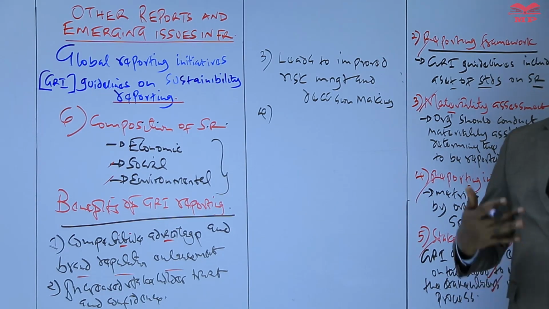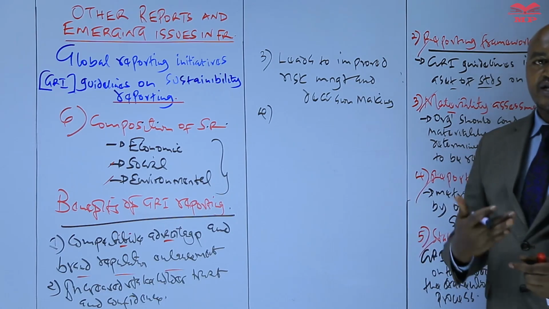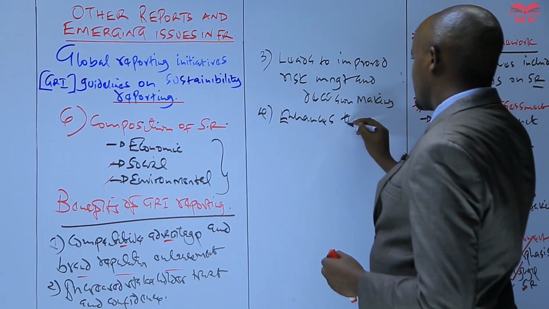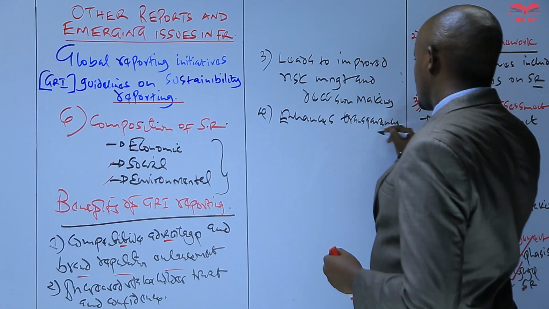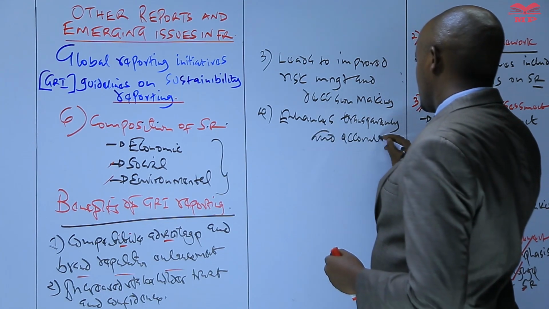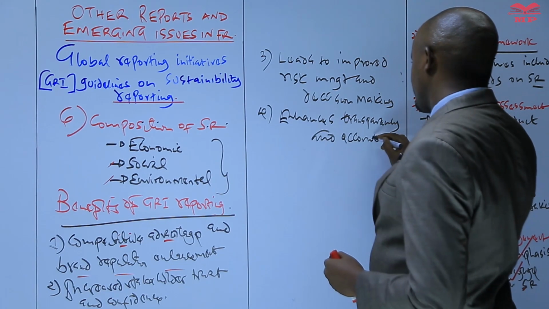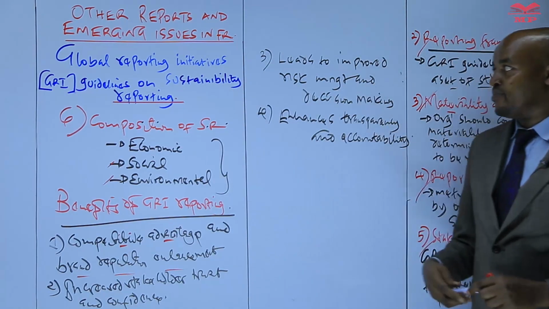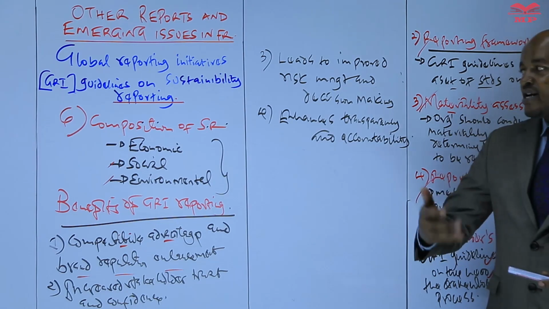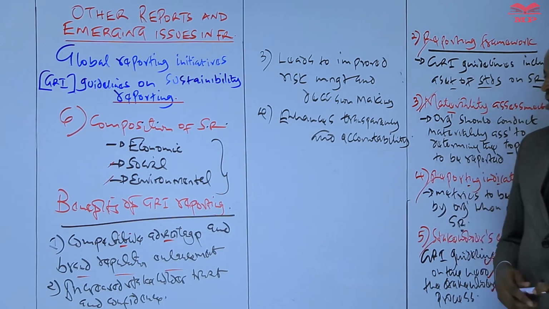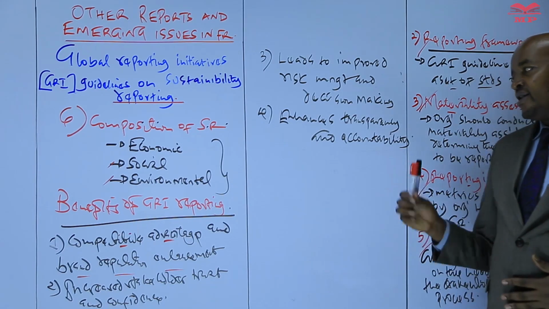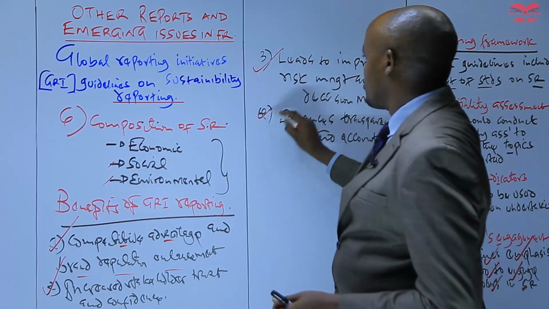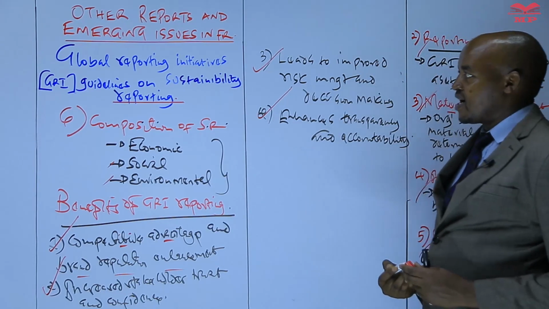Then number four, we can talk of enhanced transparency and accountability. It enhances transparency and accountability in an organization. Actually, we have said that this is one of the main reasons why the Global Reporting Initiative is pushing for sustainability reporting, to enhance transparency and accountability in most organizations. So these are some of the benefits, or advantages, of what we refer to as GRI reporting.